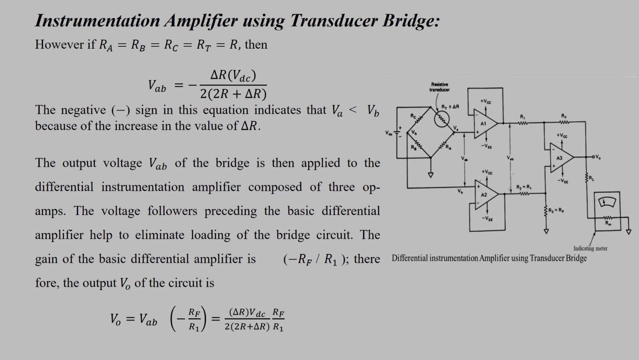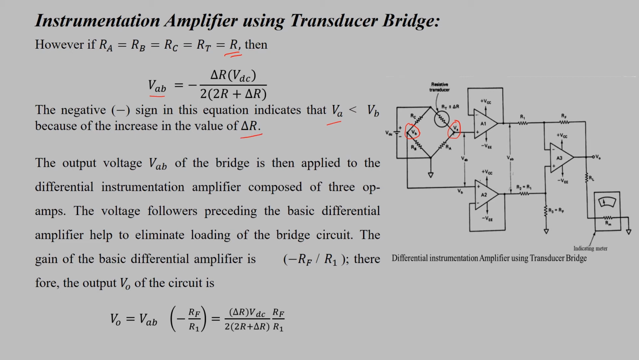However, if RA equal to RB equal to RC equal to RT equal to R, then from the above equation, putting all equal to R, we will get VAB equal to minus delta R into VDC over 2 times 2R plus delta R. Now here the negative sign in this equation indicates that VA is less than VB because there is an increase in the value of delta R.